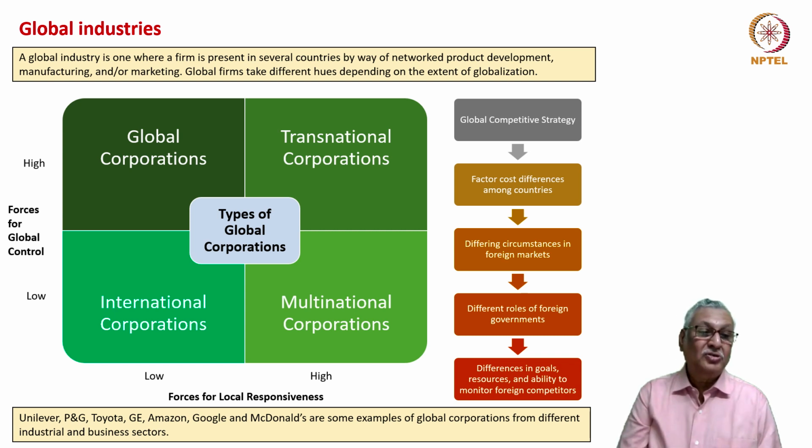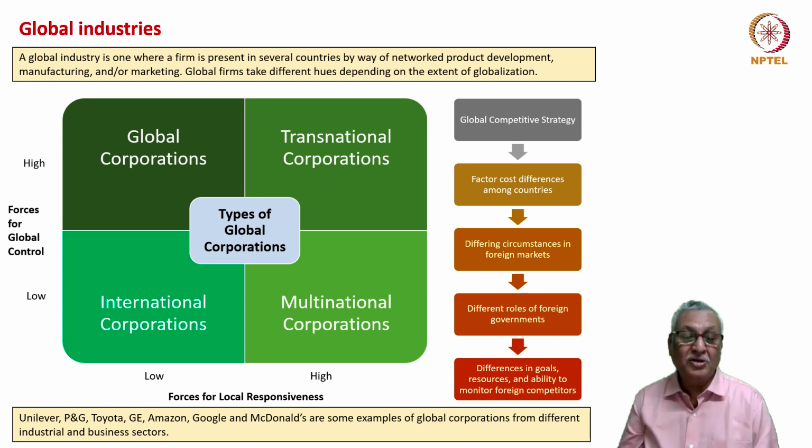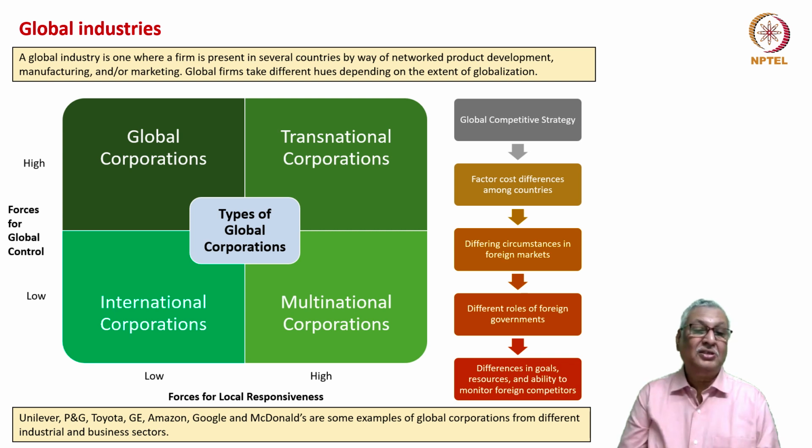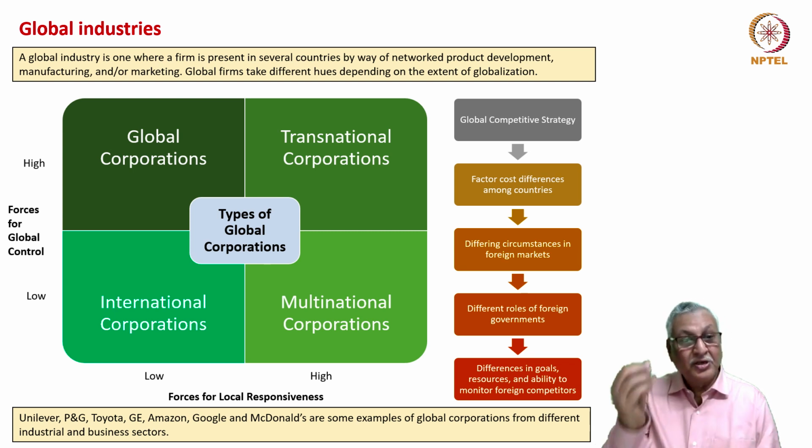Forces for global control could be low or high. That is, to ensure standardized quality, you must do something which is standard across the world. If you are a pharmaceutical company and if you want to be present in several countries, given the highest level of patient safety, because human life is the same in any part of the world, you need to have one standard of product specifications and one standard of quality. Therefore, the force for global control is very high in such industries.